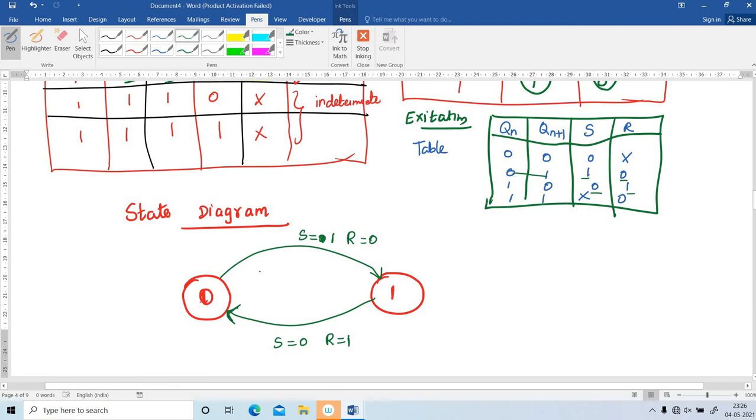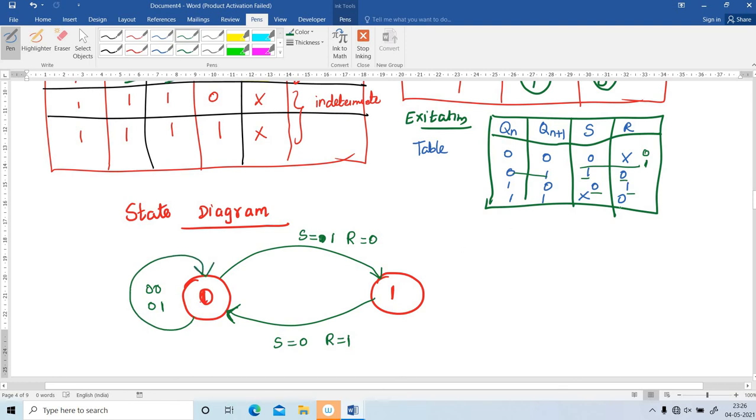Okay. And then the next one is S is equal to 0 and R is equal to 0. For this case, X may be 0 or 1, no? So R is equal to 0 or R is equal to 1. The transition is the same only. 0, 0. The same state only.